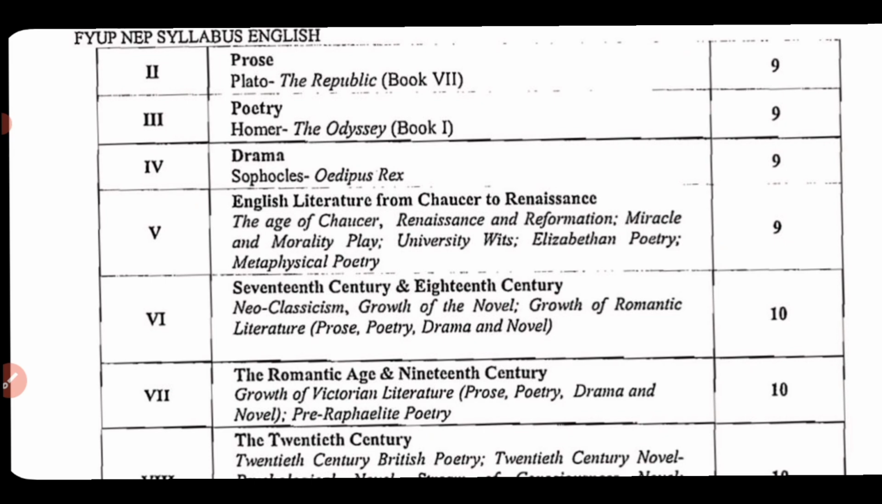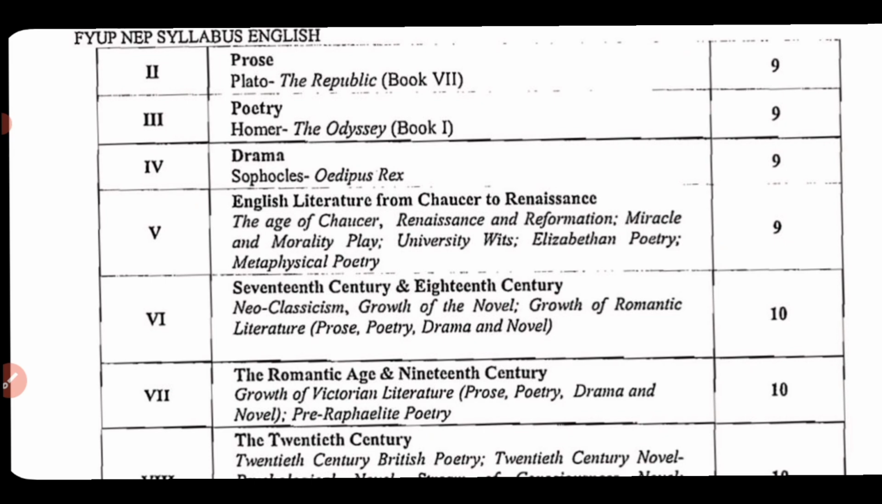Now come on to Unit 3. The prescribed poem here is Homer's The Odyssey, Book 1. In this unit you will learn the beginning of Odysseus' journey, Greek mythology and heroism, and also divine interventions and epic conventions. Unit 4, the prescribed drama, Sophocles' Oedipus Rex. The famous Greek tragedy explores themes like fate, destiny, free will, pride, tragic hero, and it is one of the greatest plays ever written.